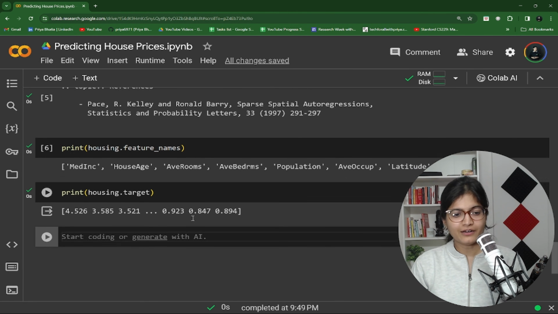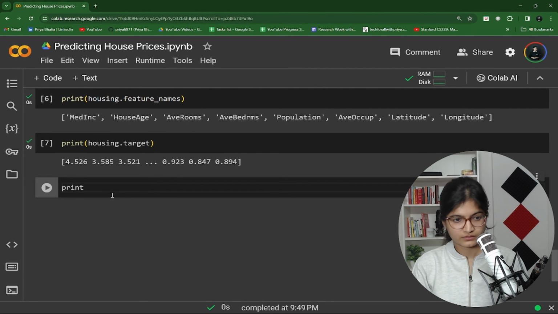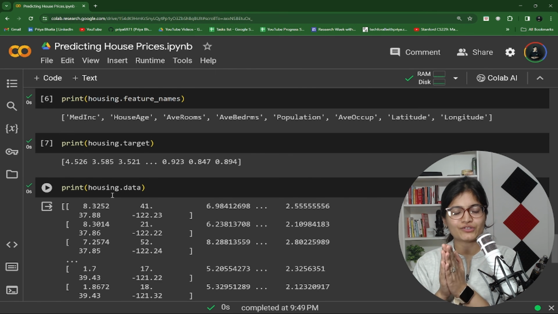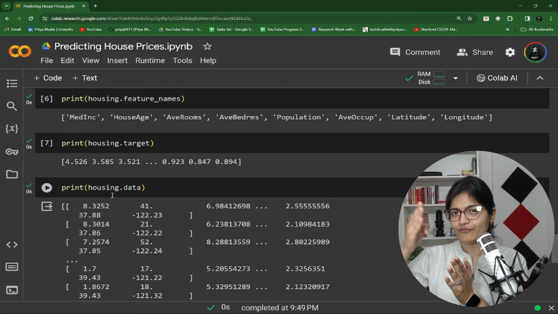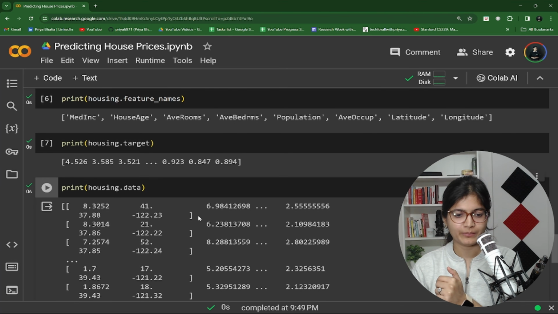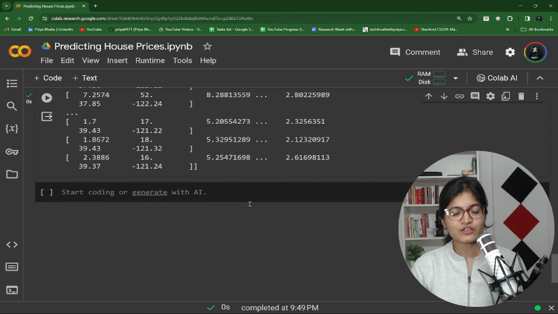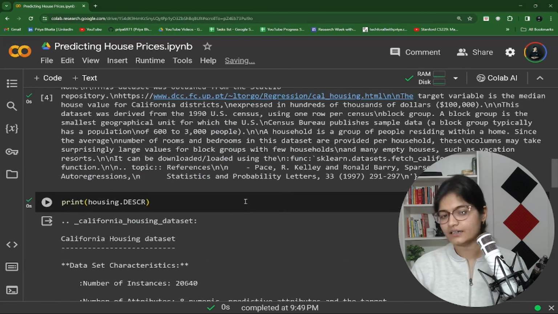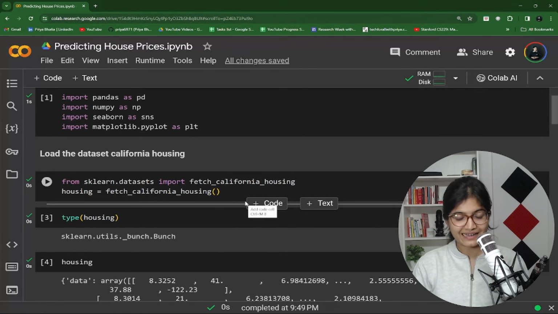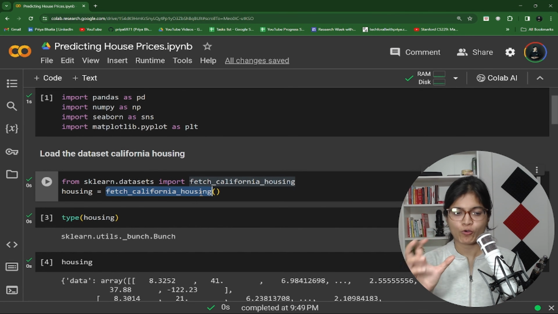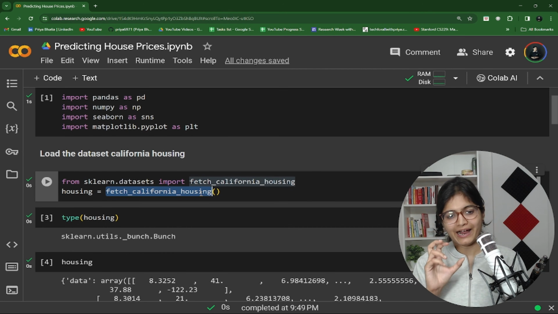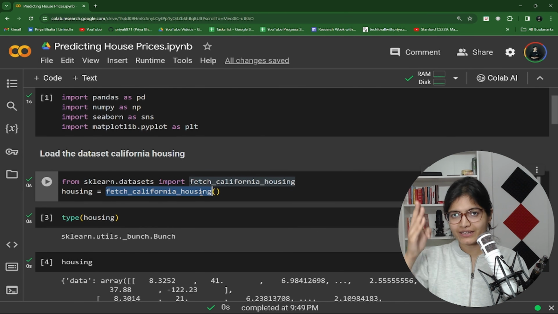Similarly, if I want to see the data, I can say housing dot data. It's a 2D array, where for every attribute the value is available. In this way we can see the complete description of the data set. I hope you understand this data and the problem statement pretty well: we have the attributes or features, and corresponding to them a target number.